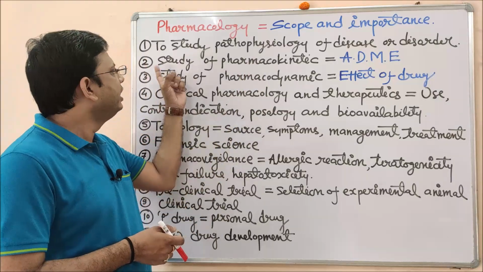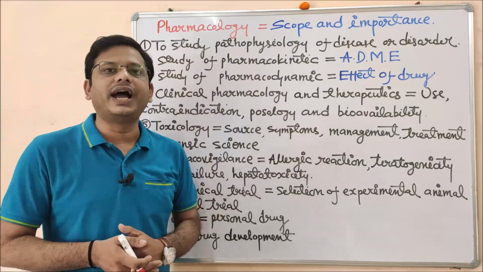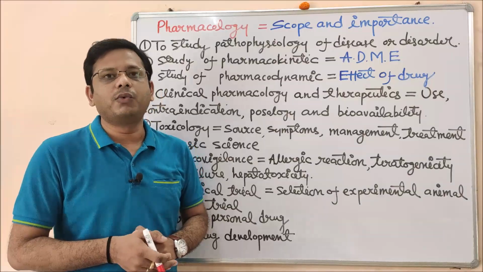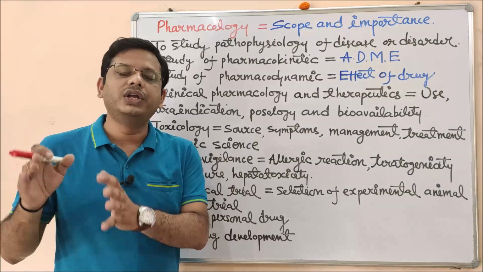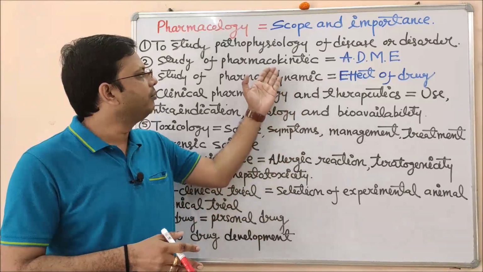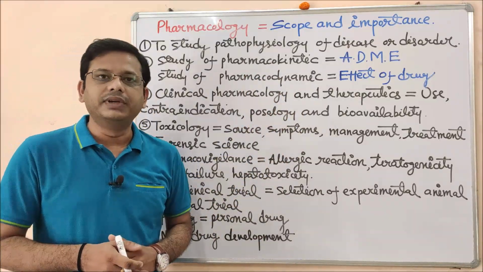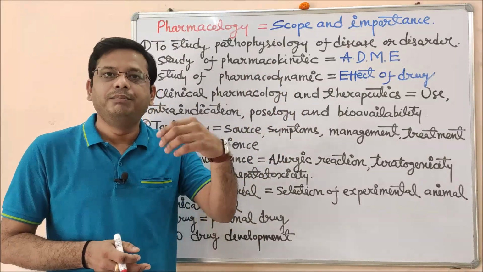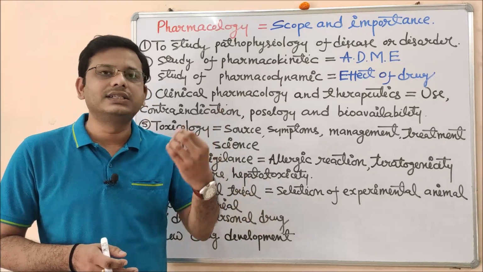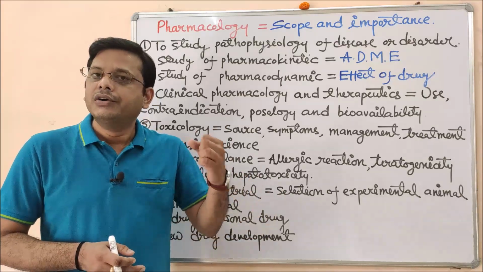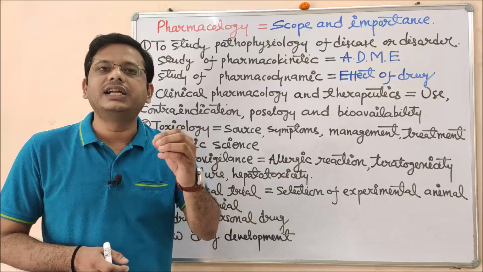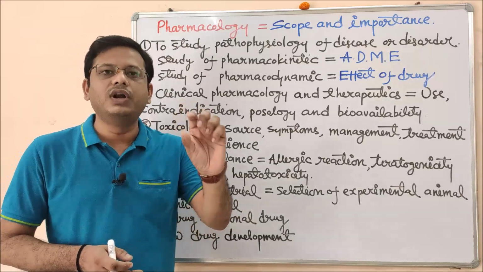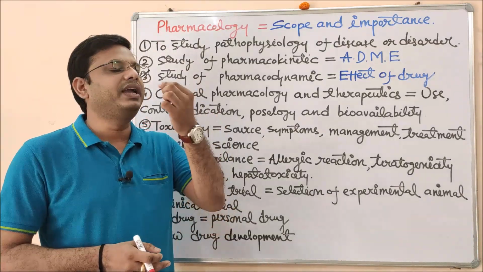Now coming to the next point, that is the study of pharmacokinetic profile. What is pharmacokinetics? What the body does to the drug is called pharmacokinetics. Suppose I am taking any medicine. That medicine may be of any dosage form, like tablet, capsule, injection, ointment, whatever it may be. Let's consider an oral dosage form, for example a tablet. I am taking a tablet.